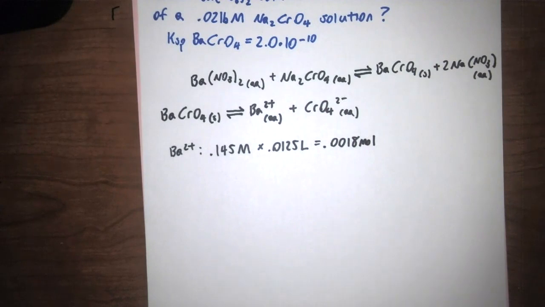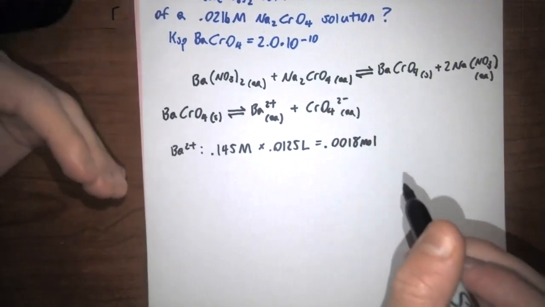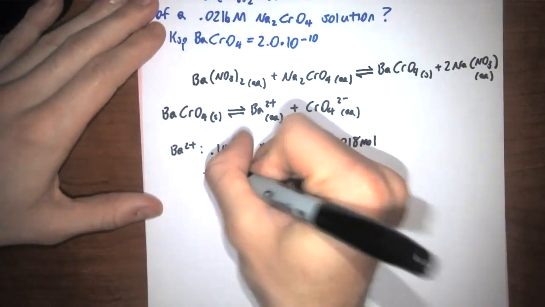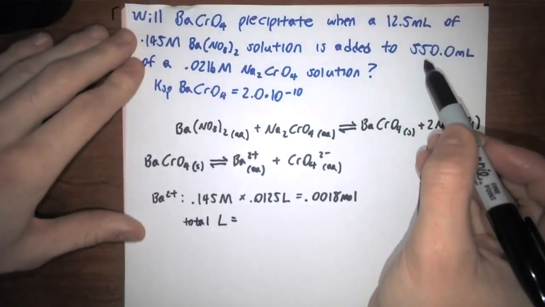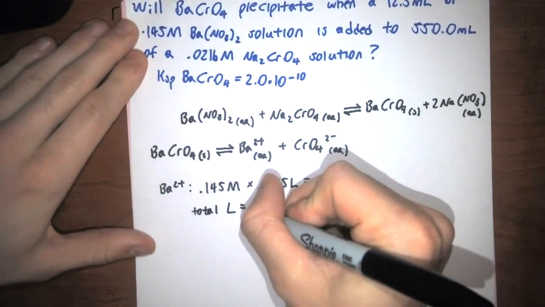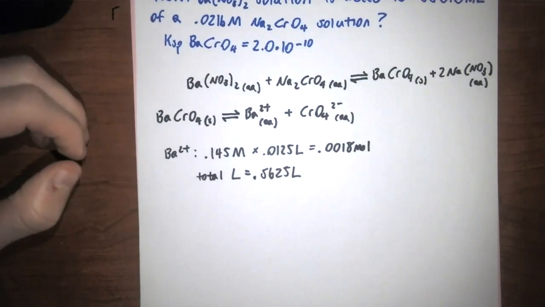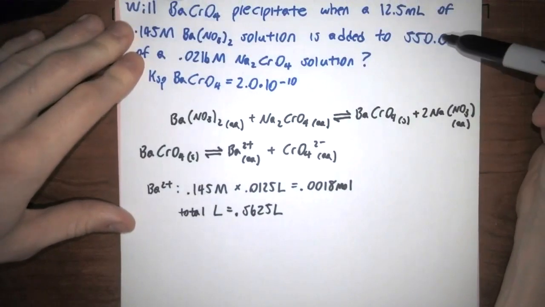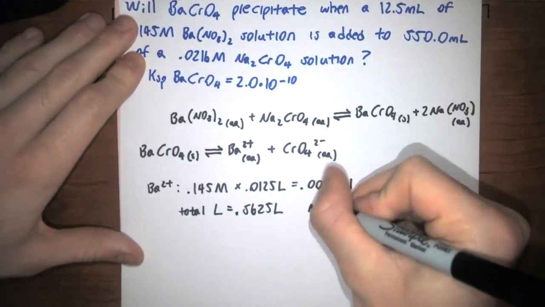So now let's find the concentration of barium 2+. I know moles, now I need to find total liters, right? Because we know a concentration is molarity, which is moles per liter. So my total volume or total liters would be what? Well, I have 550 milliliters plus 12.5. So in a liter value, that would be 0.5625 liters, right? Or 562.5 milliliters. I just add the 12.5 and 550 to get my total solution value. So now I have moles and I have liters. Let's go ahead and find molarity.